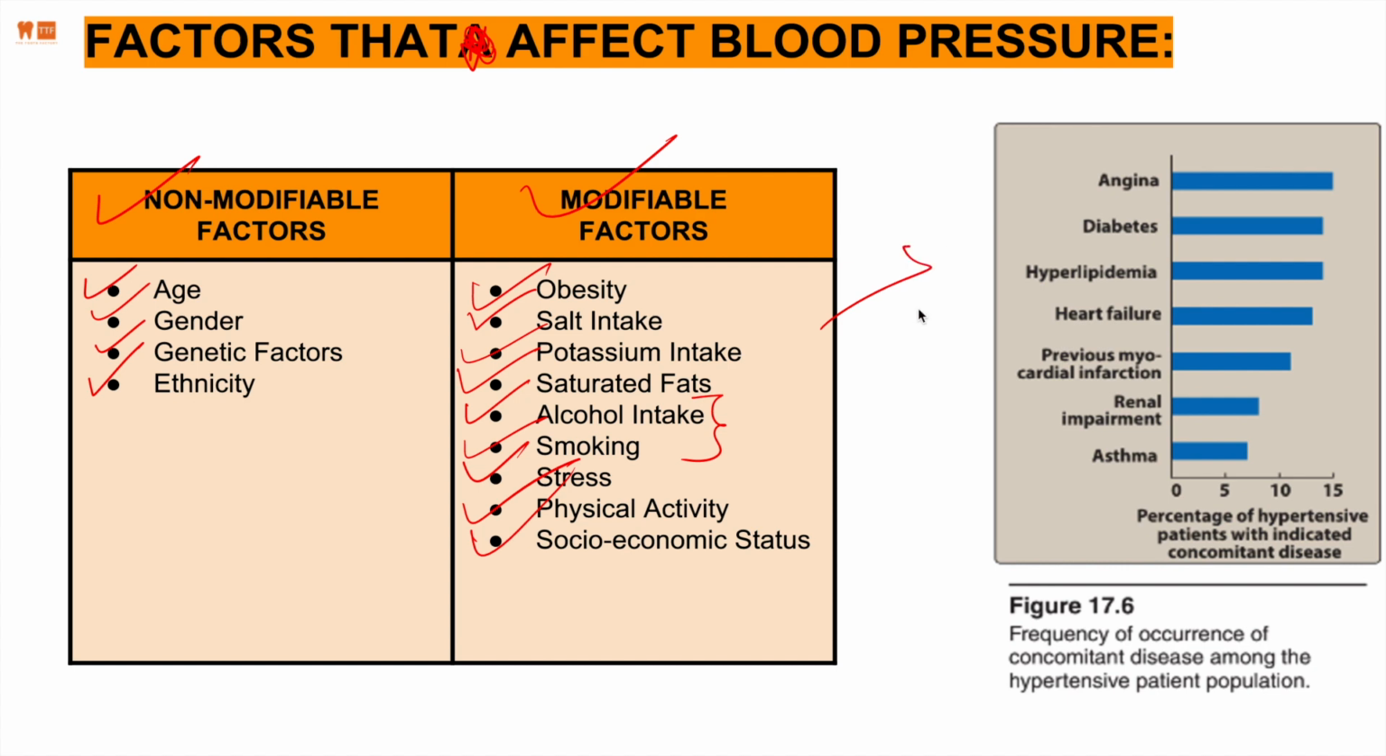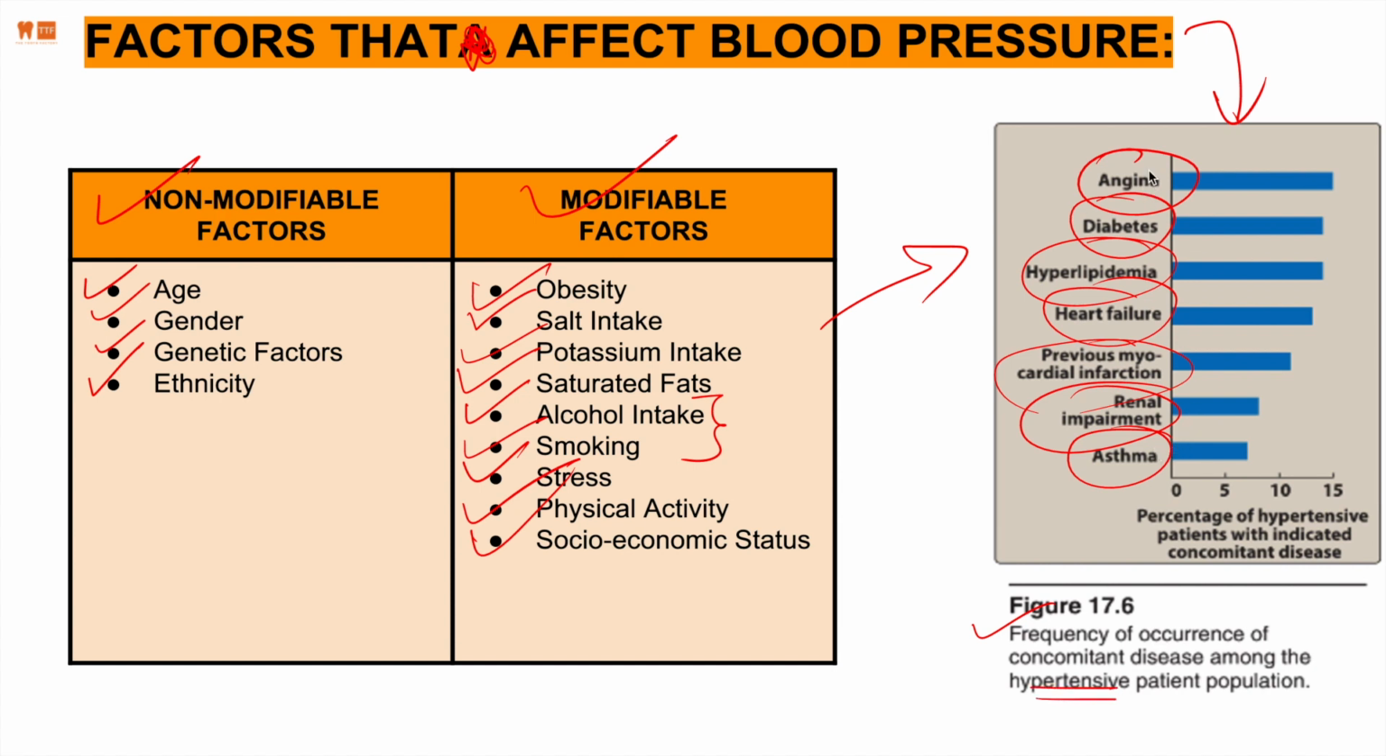Now this chart over here has to do with what blood pressure can lead to. So these are conditions blood pressure can lead to: angina, diabetes, hyperlipidemia, heart failure, previous myocardial infarction as a risk factor, and renal impairment and asthma. So, percentage of hypertensive patients with indicated concomitant disease, which means frequency of occurrence of other disease among hypertensive patients.